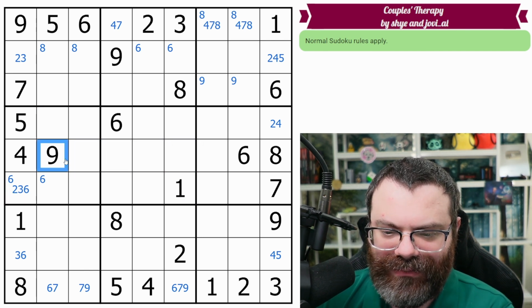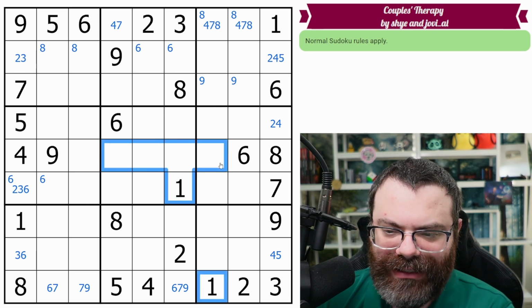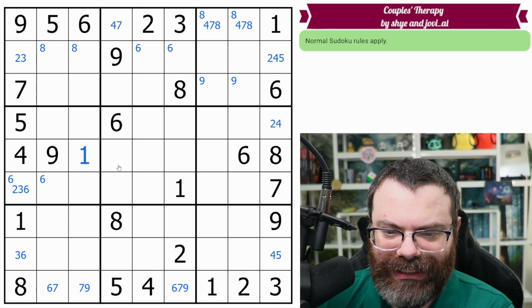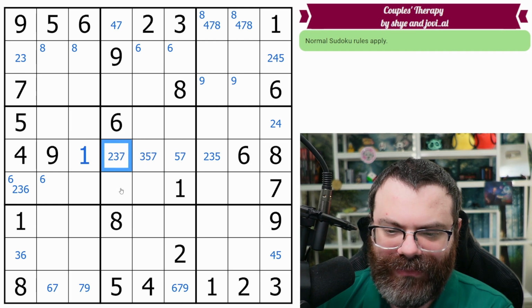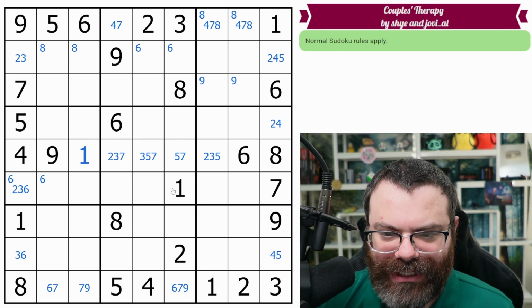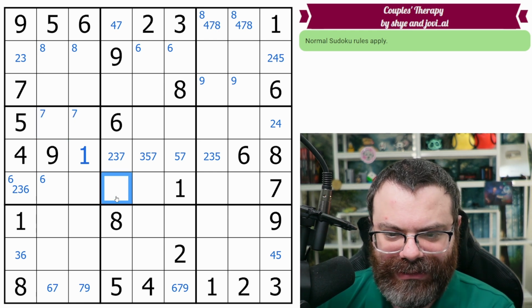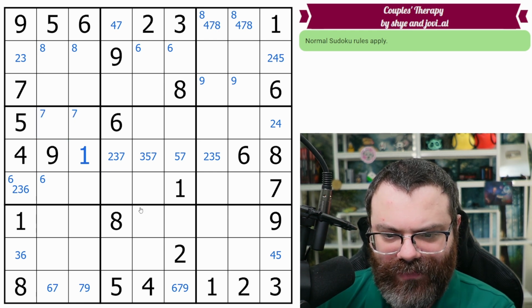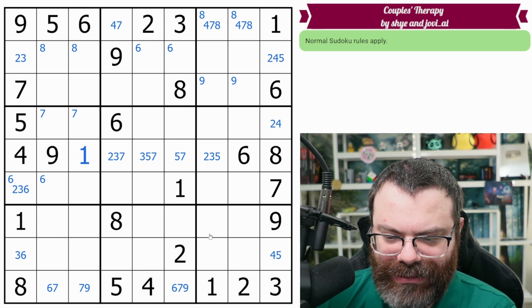The 1 is in one of these two cells. Actually, the 1 is placed in this row, because this one takes out of here, this one takes out of here. So this is a 1. The quad we're left with is 2, 3, 5, and 7. There we go. What else do we have going on here? This 7 looks into here, putting a 7 up here.